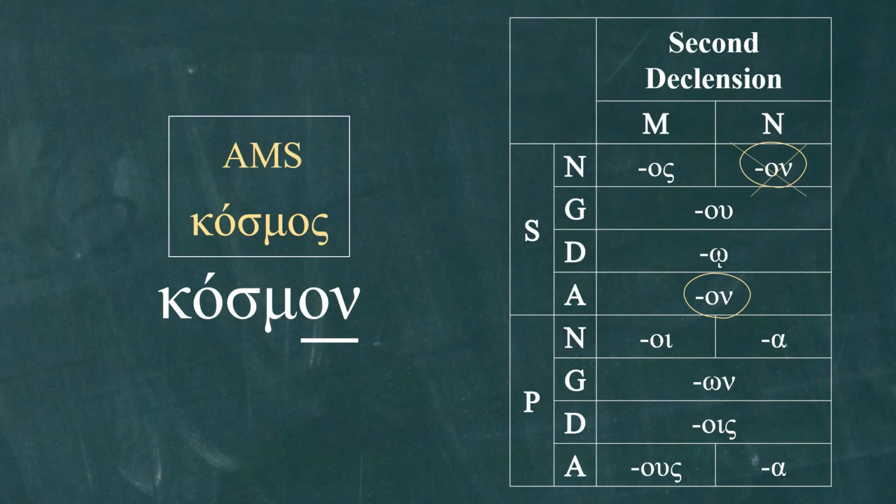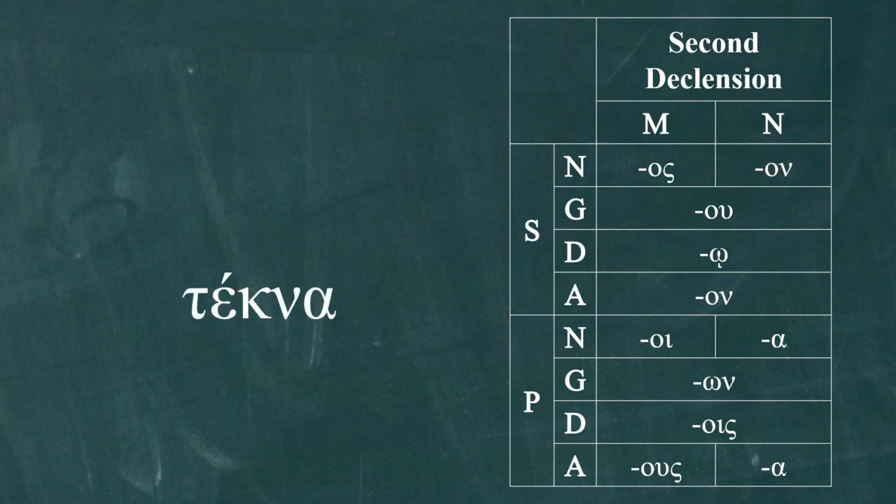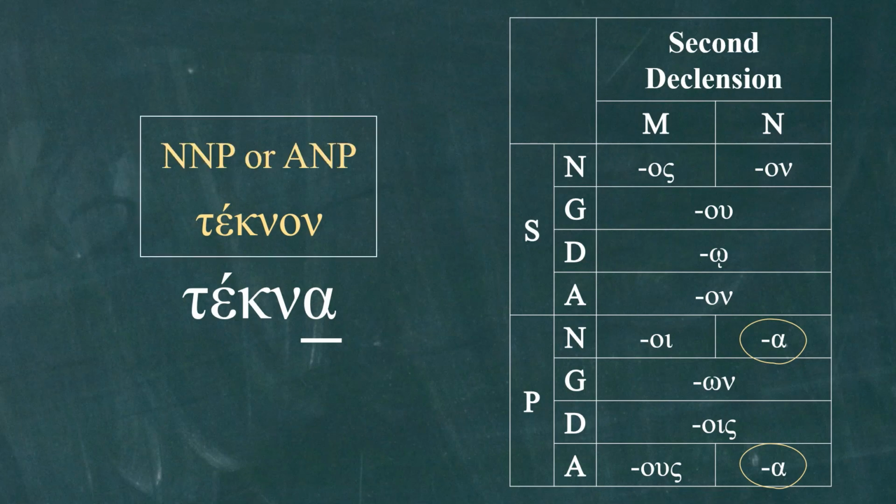Our final example is tekna. This is a form of the neuter noun teknon, which means child. Now take a look at the ending. As you can see in the chart, there are two possibilities, nominative plural or accusative plural. So we list both, nominative neuter plural and accusative neuter plural. If we encountered this word in the New Testament, we would have to rely on the context to determine if the word is nominative or accusative.